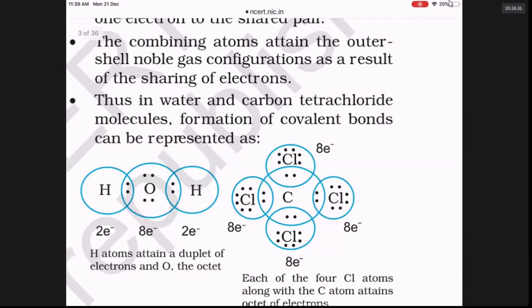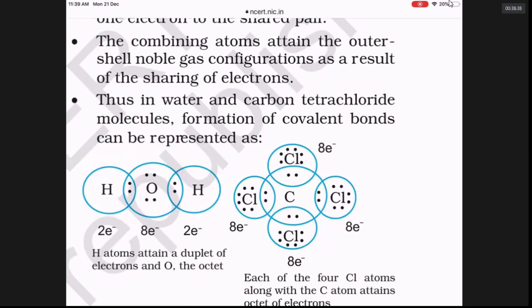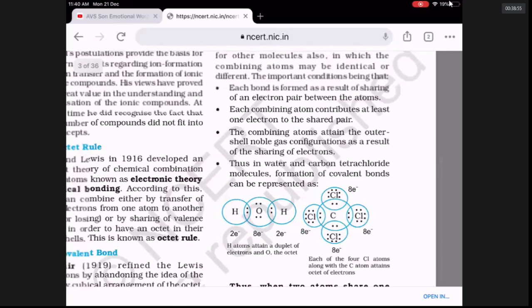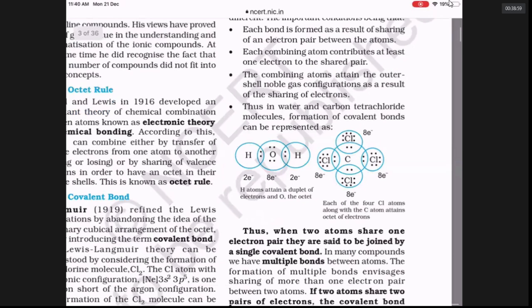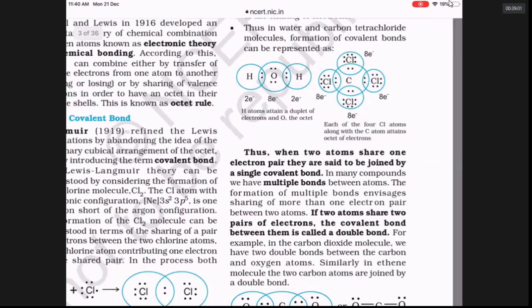Similarly, carbon has 4 unpaired electrons. Each Cl has 7 electrons, out of which 1 is unpaired. That unpaired electron of chlorine and carbon make a pair. So 4 bonds. Each carbon makes 4 bonds with 4 chlorines, CCl4. This type of bond, which is formed by sharing of electrons, is called a covalent bond. Generally, the number of covalent bonds made by an atom is equal to the number of unpaired electrons it has.